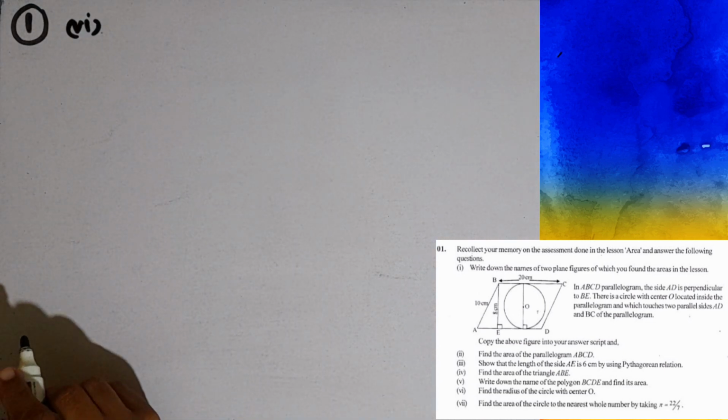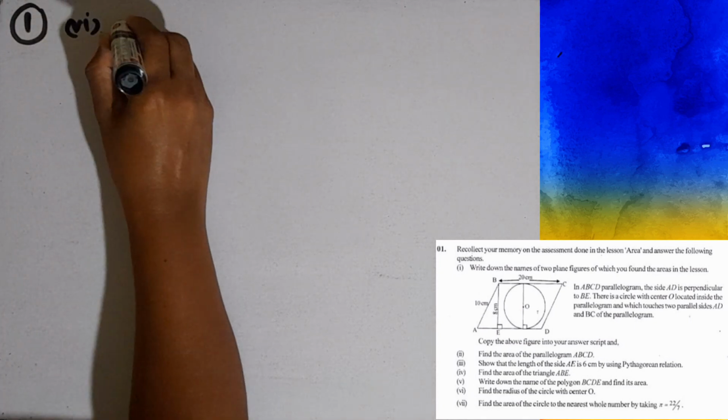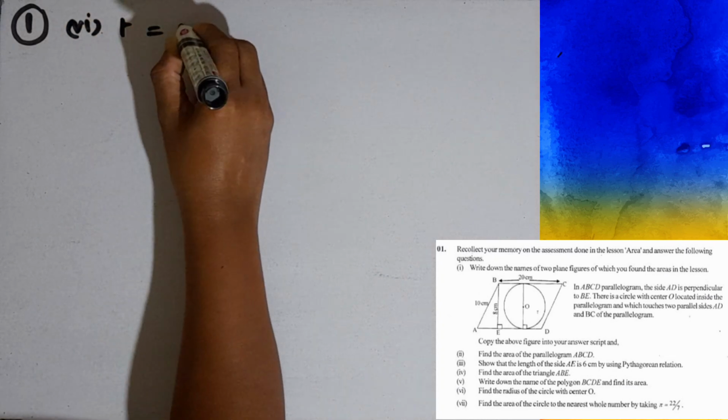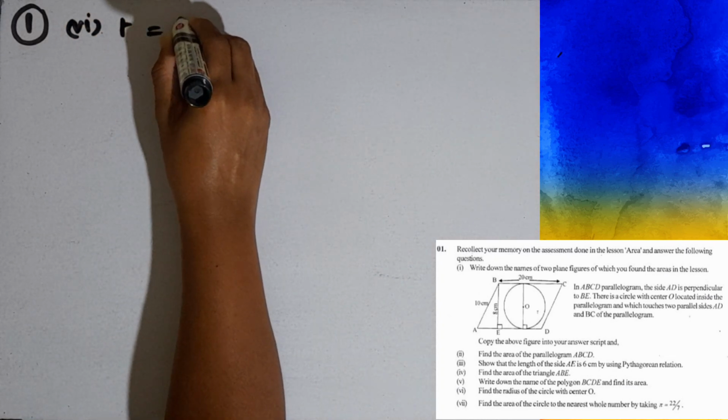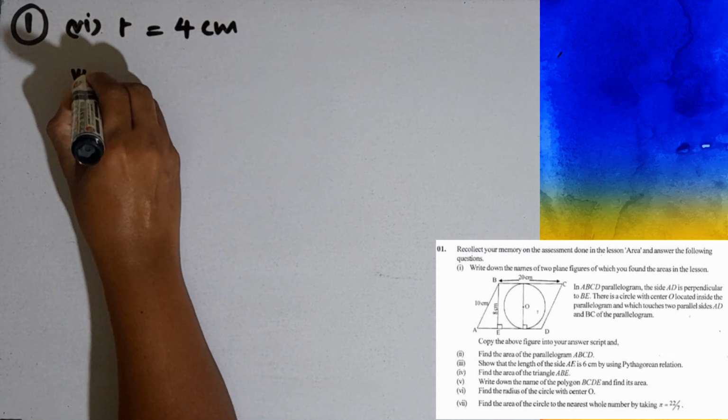Then part 6. Find the radius of the circle with center O. The diameter of the circle is 8 centimeters. So radius equal to half of it. 8 divided by 2 is 4 centimeters.